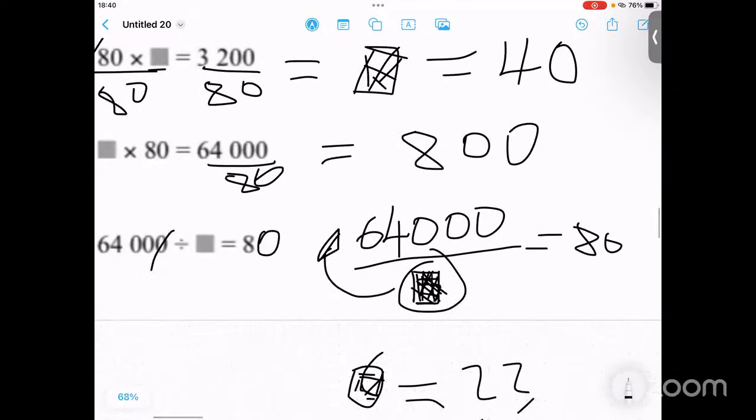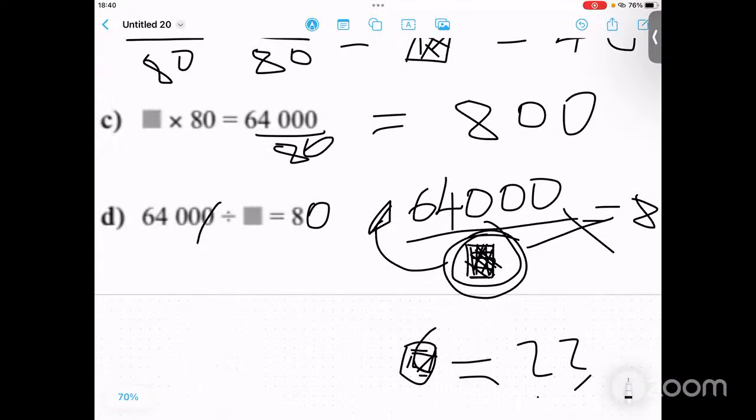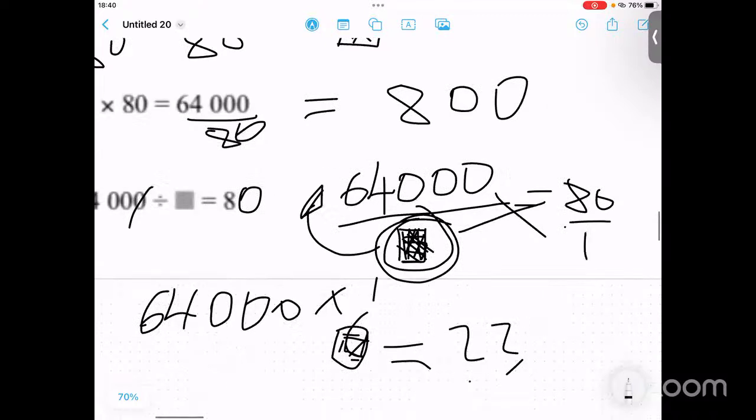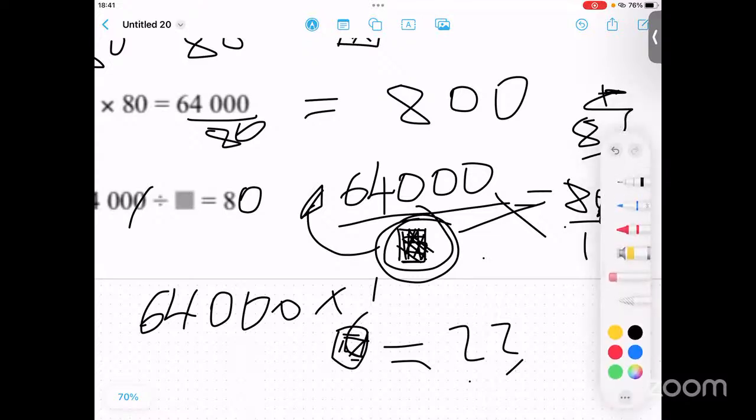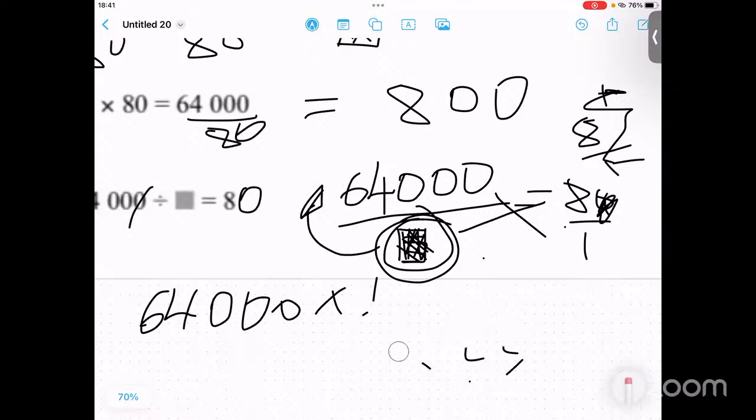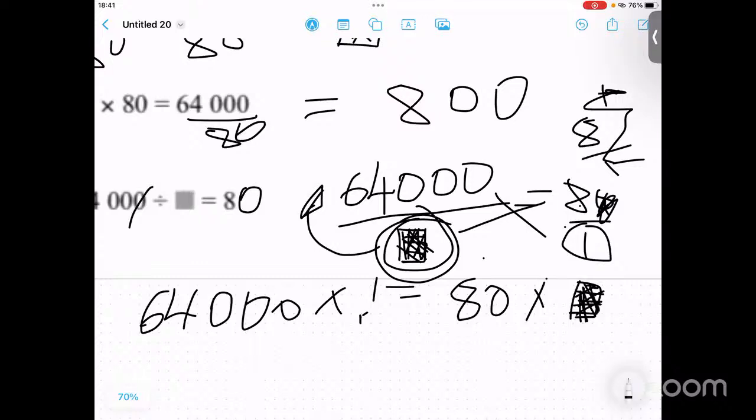So in this case, because you're having something like this, you're going to cross multiply because you want to get rid of this. So you're going to cross multiply. It's going to be 64,000 multiplied by 1. Because remember, when you're having a number like 8, it's the same as 8 divided by 1, so it's like 8 over 1. We are cross multiplying here, so we're going to have 64,000 multiplied by the denominator of the 8, which is 1, equal to 80 multiplied by the unknown. Remember, anything multiplied by 1 is that very same thing.